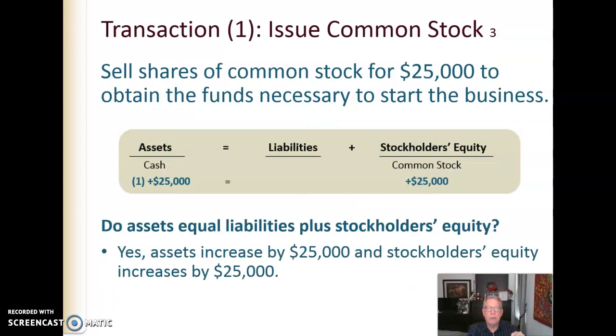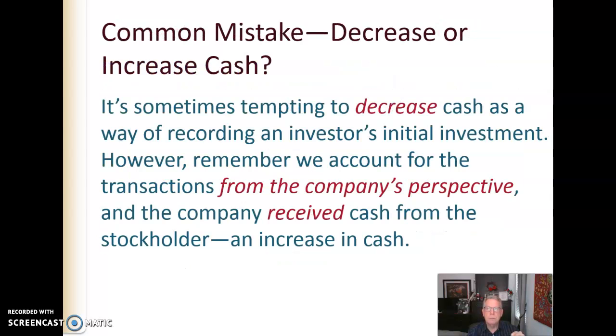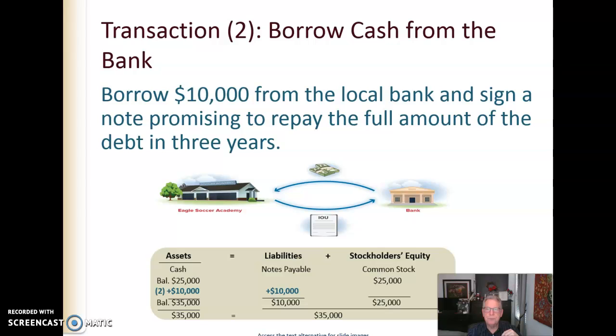And it looks like this. As you can see, the accounting equation stays in balance. It's sometimes tempting to decrease cash because you're thinking of it from the perspective of the investor, because his or her cash is going down. But from the company's perspective, the cash is going up. And remember the entity principle, so we're going to make sure that we record that as an increase in cash.